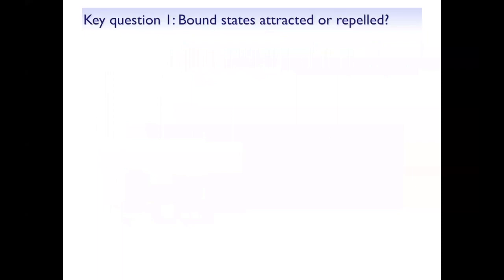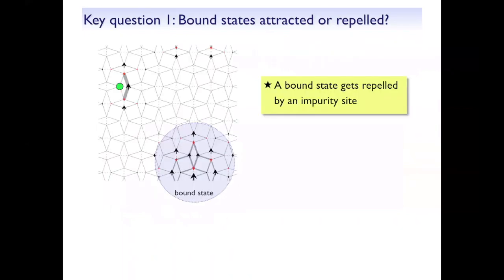Now, the first key question we asked here is whether bound states actually get attracted or repelled by these impurity sites. And here I show you results that have been obtained in an 8x8 cell, with one single impurity and one single bound state. And this is the lowest energy state. You can see here that the bound state has been formed far away from the impurity site, showing that there's effectively a repulsion between the impurity and the bound state.